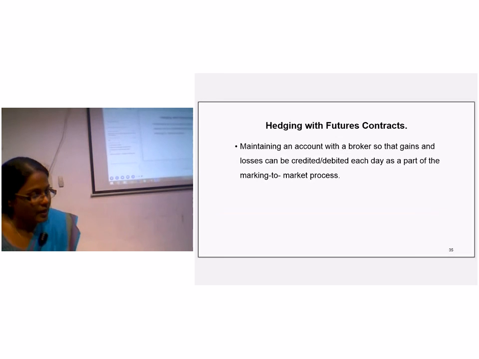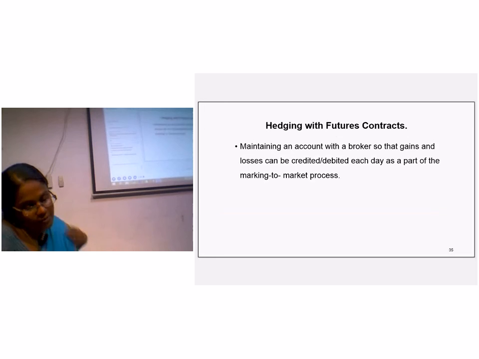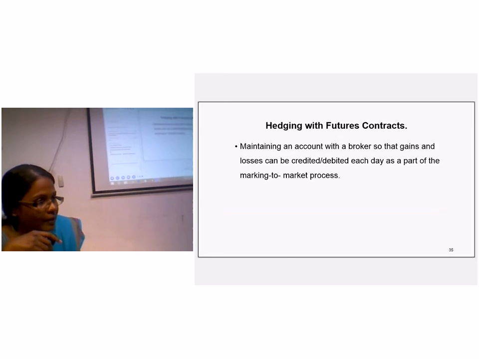Okay, now here, how can we hedge our risk with futures contracts? Now the thing is, we have to maintain an account with the broker so that gains and losses can be credited or debited each day as a part of the marking to market process. Okay. Now in the futures, we are maintaining an account, right?